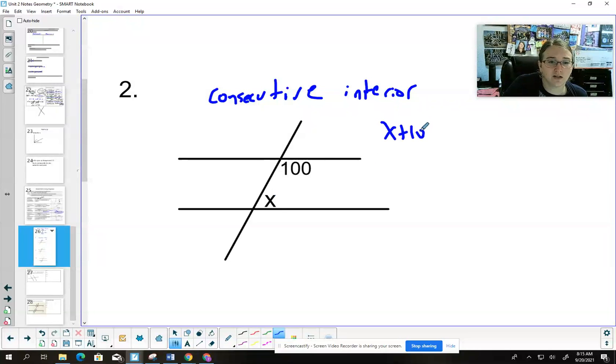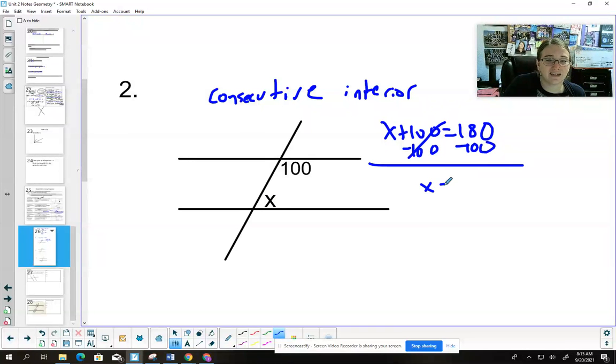Well, X plus 100 is 180 by definition of supplementary. We should be able to see this without having to do much math, but that means that X has to equal 80. So these are not equal, and in fact, they don't look equal. They're not, actually. They're going to add up to 180.